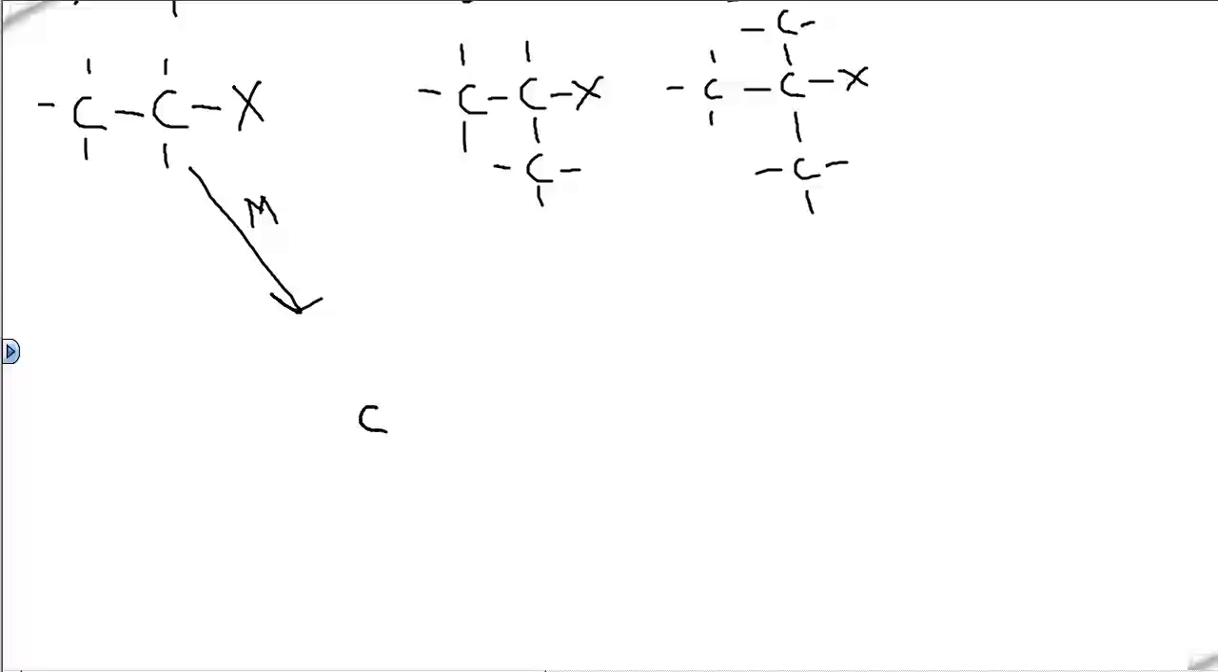I did a poor job of indicating three-dimensional space, so I'm going to have to go back to my two-dimensional version. So here's my primary halogenoalkane.